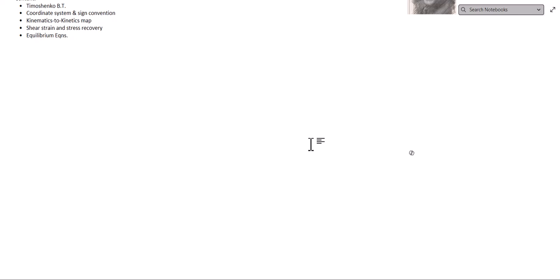Okay, in this video series, I continue with the beam theory and focus on Timoshenko beam theory. As listed here, I would like to talk about the background information for Timoshenko beam theory, the coordinate system and sign convention, and the map that we follow from kinematics to kinetics, and the resulting shear strain, and basically the shear stress recovery, and finally the equilibrium.